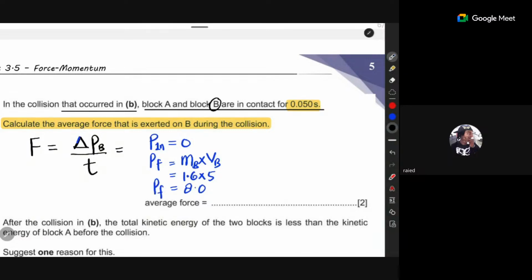So now I will apply this concept here. That is 8.0 minus initial momentum 0, divided by time taken 0.05 seconds. So please calculate this for me. Sir, 160. 160 Newton. Okay? 160 Newton is the answer for this one. Is this clear to everyone?